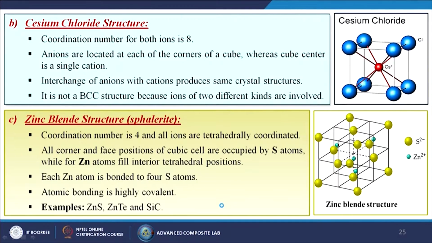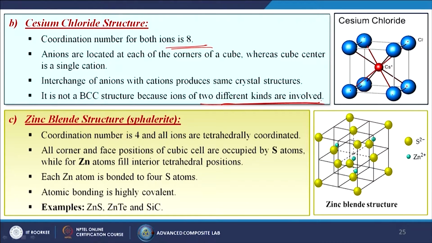Now, we can give the examples of the cesium chloride structure. So, the coordination number for both ions is 8, it is balanced. Anions are located at each corner of the cube, and only in the cube center the cation is present. Interchange of anions with cations produces the same crystal structure. So, if we change it, it is not a BCC structure because ions of two different kinds are involved.